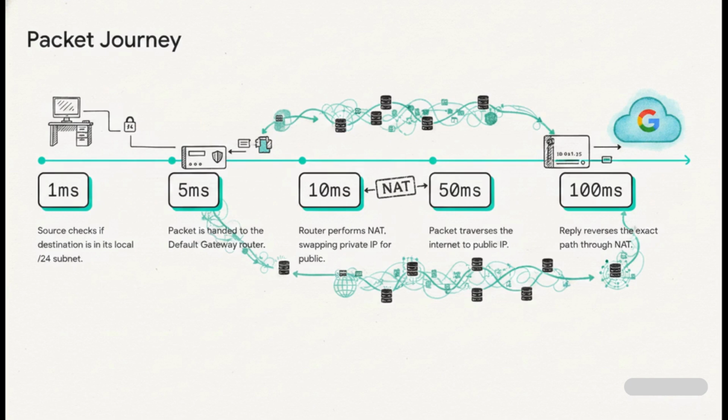At millisecond 10, the router stamps its public IP onto the packet via NAT so it can actually survive out on the open internet. By millisecond 50, that packet has traversed global routing tables to reach Google's network. And by millisecond 100, the reply comes back, hits your router, reverses the NAT translation, and gets delivered right back to your exact private workstation. The whole shebang in a fraction of a second.